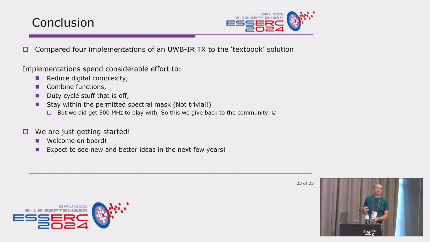Combine functions, if you can, make it small, make it power efficient. Duty cycle everything that's off. So if parts of your transmitter are not required now, but are required in 10 microseconds from now, let's turn them off. And stay, and this is not trivial, within the permitted spectral mask. But then, we were given, I think, 500 megahertz to play with. So this, I think, we give back to the community.